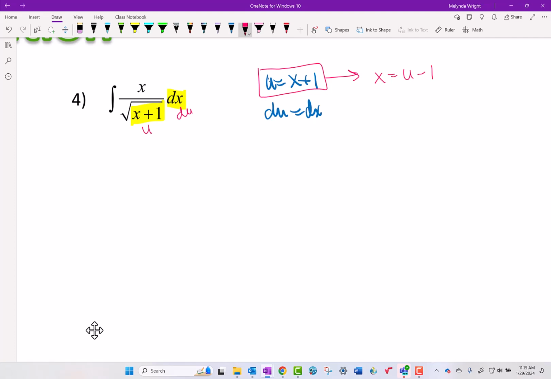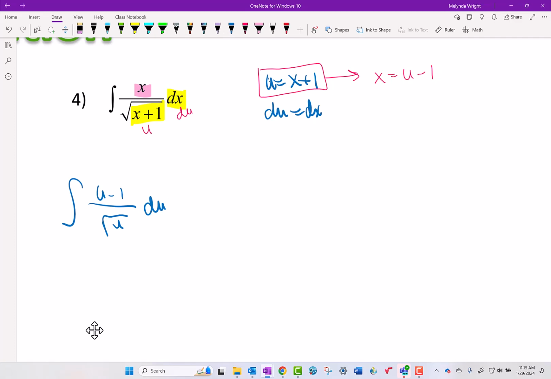Okay, and I am going to take that and replace it right there. I'm going to put it right there. So I've got the integral of that x turned into u minus 1, and I've got the square root of u du. I'm going to pause here for a second. Okay, are we okay?